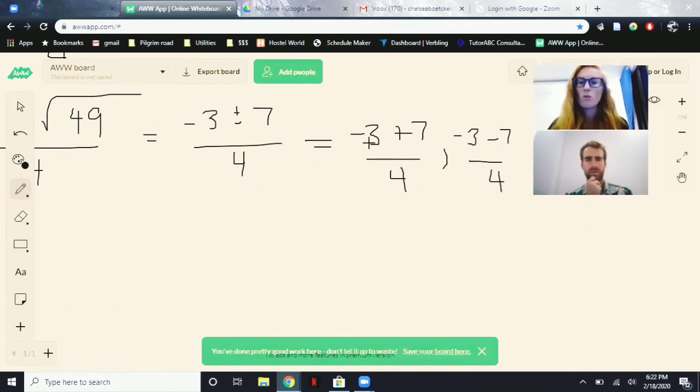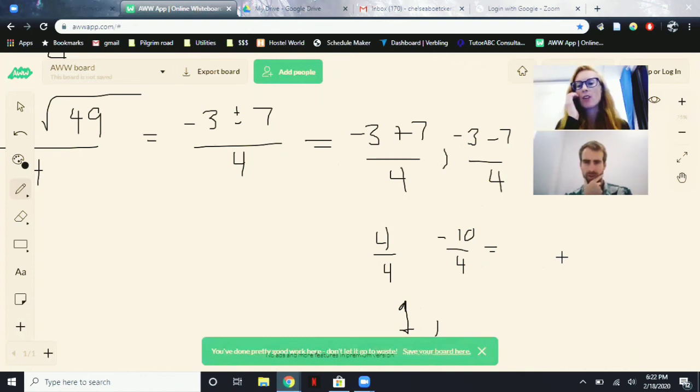So negative 3 plus 7 gives us positive 4? Mm-hmm. So we have positive 4 over 4. So that would equal 4 divided by 4. 1. Good. So first solution is 1. And then negative 3 minus 7. That'd be negative 10. Yes. Negative 10 over 4.